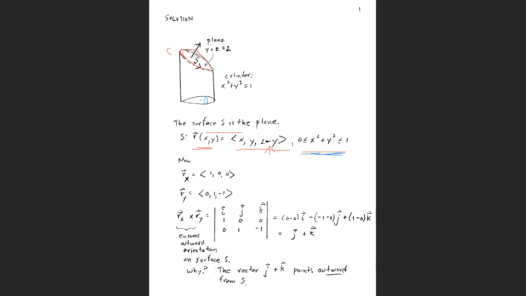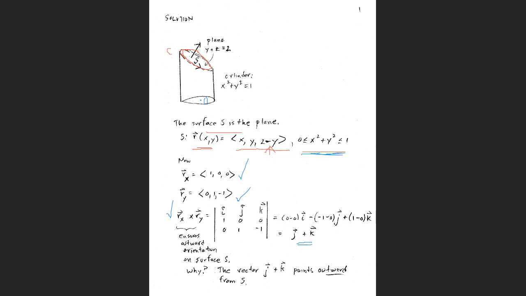So what we do is, first of all, we compute the derivative of our vector parameters with respect to x, and then we compute the derivative of the vector of our two parameters with respect to y, and then we take the cross product. And we talked about this, so you have it in your notes, but we take the cross product and we get j plus k.